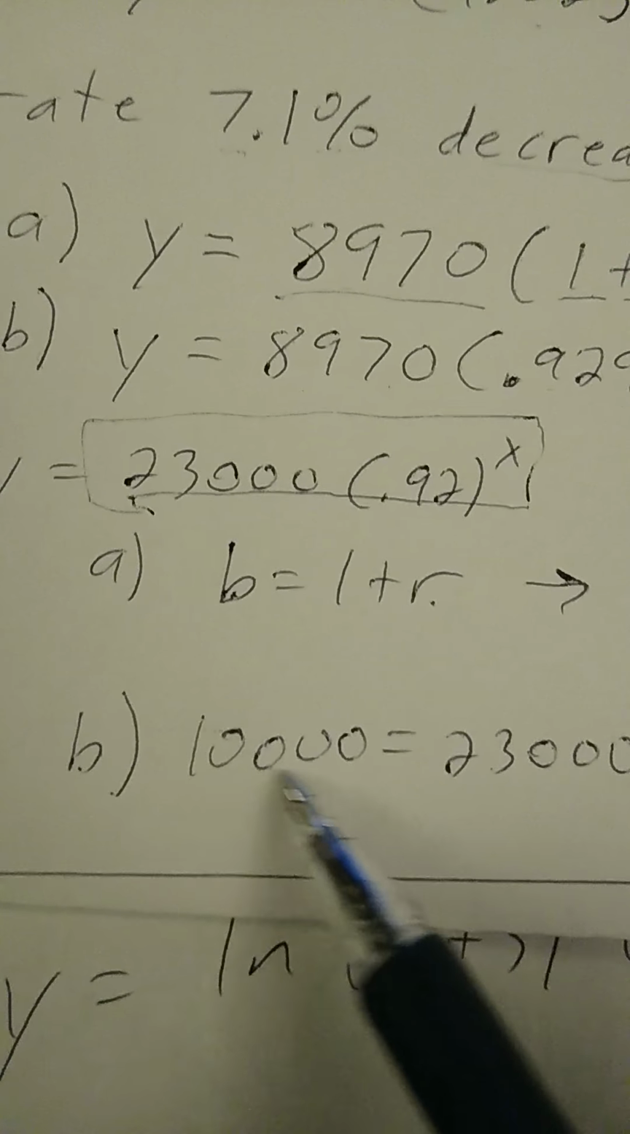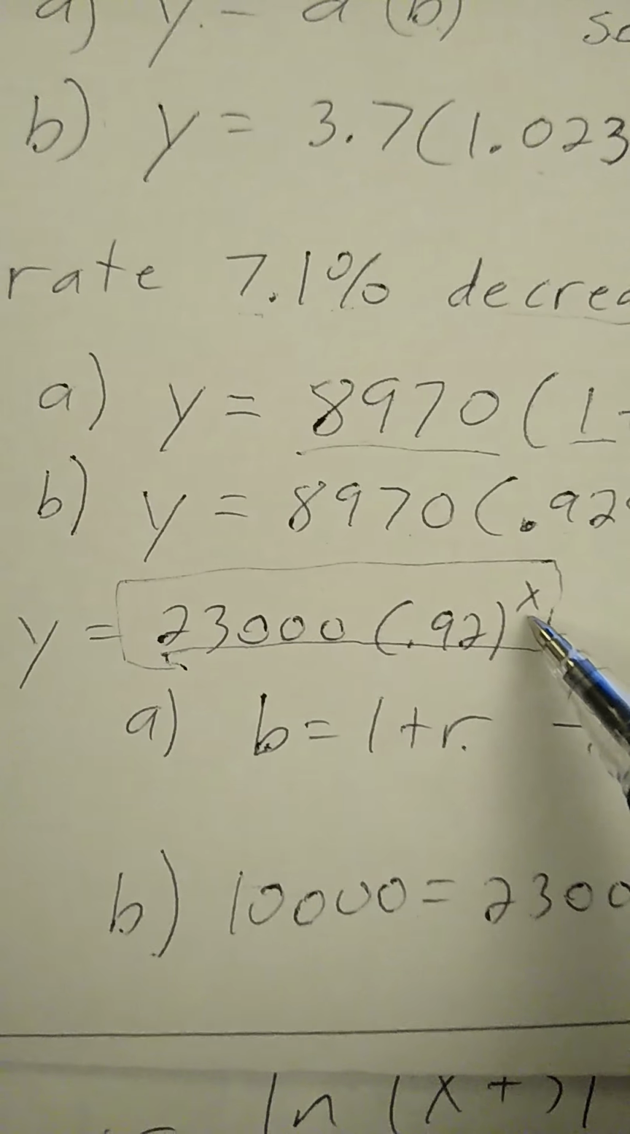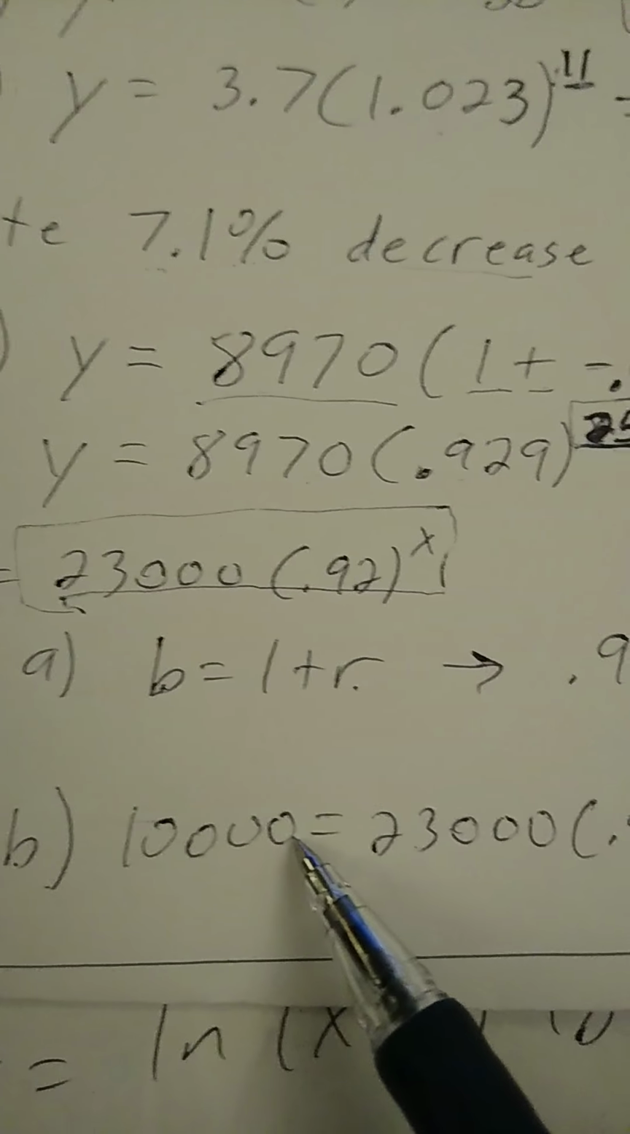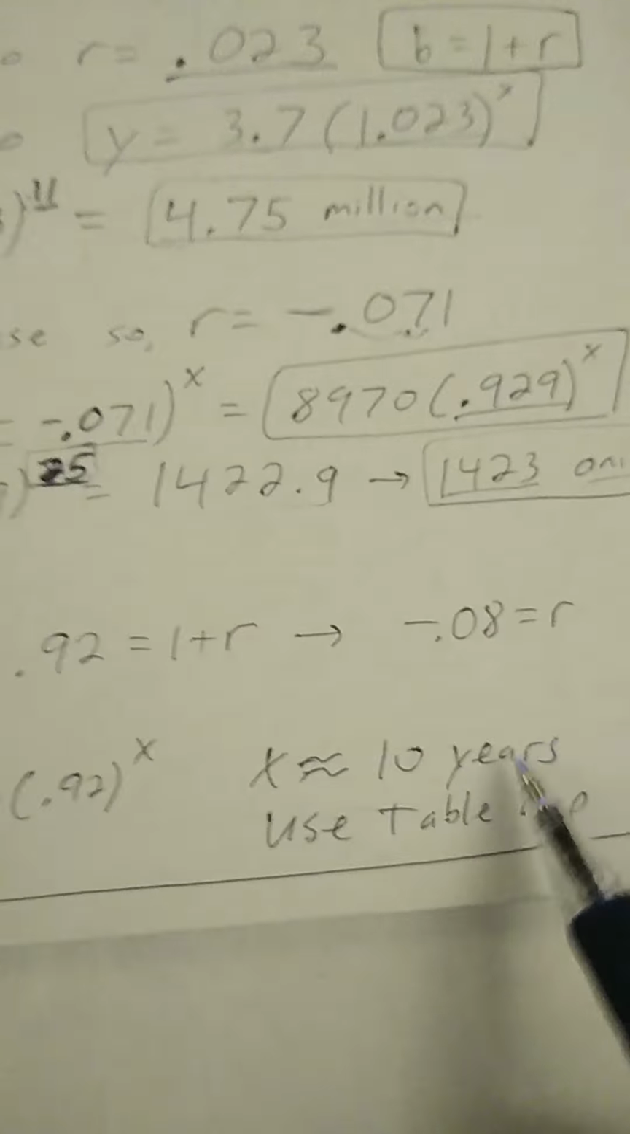Then it asks us to predict when the car will be worth $10,000. So $10,000 is the value of the car. Y is value. This is the time, how many years has passed. This is the car's value. So I'm going to put 10,000 in for the car's value. Now we're going to estimate this using the table app, and I'll walk you through that. We should get about 10 years.